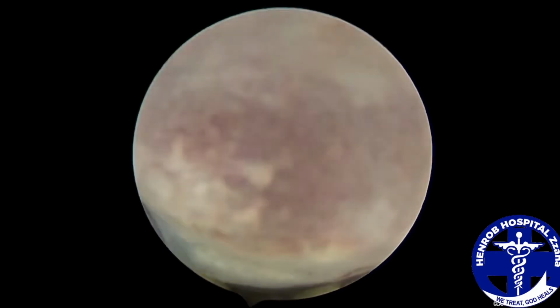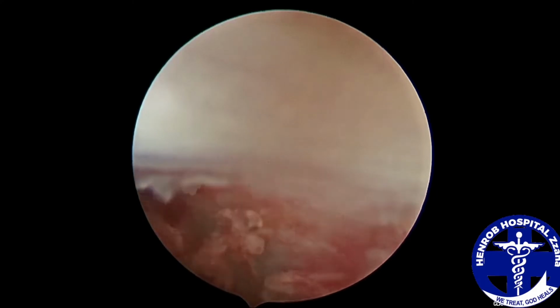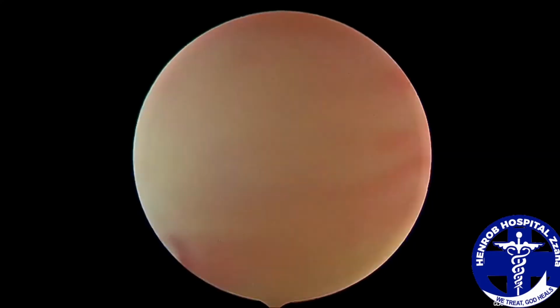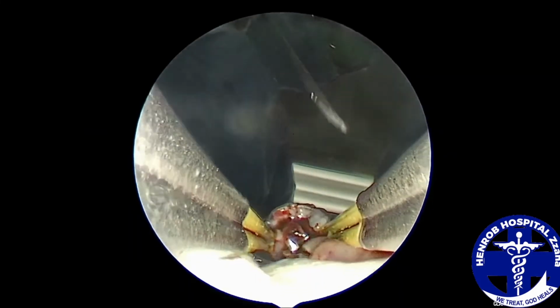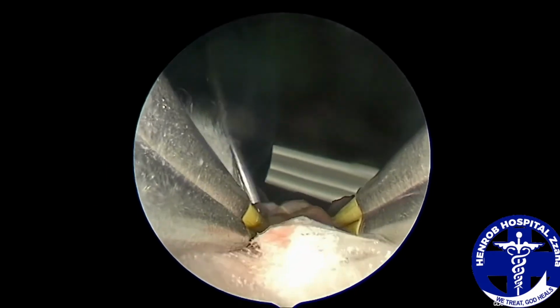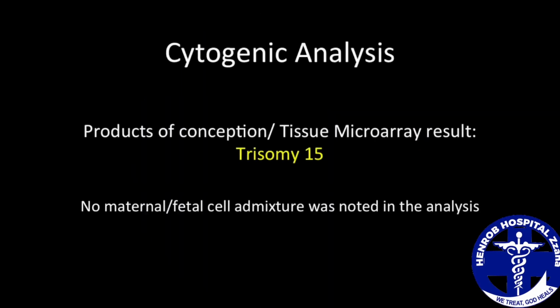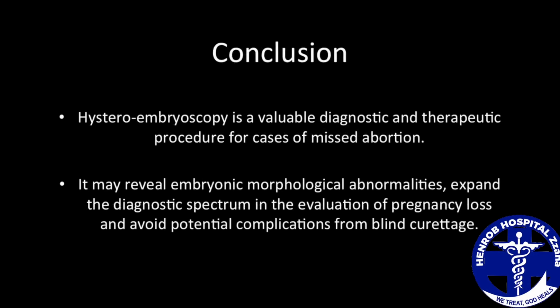So here we use a cold loop of a resectoscope, and that can help you to do the focused and directed evaluation without the use of energy. Then the products can be analyzed, and it's common that trisomy 15 is one of the common causes of these missed abortions in the first trimester. The benefit is that you do not have maternal admixture of the content, so evaluation is more well guided with this method.